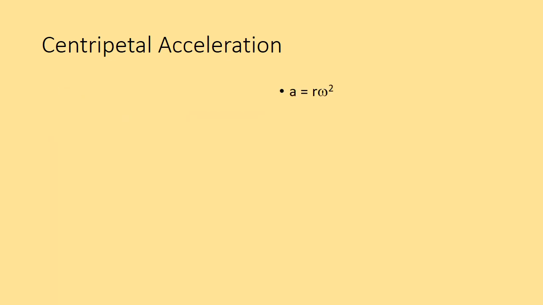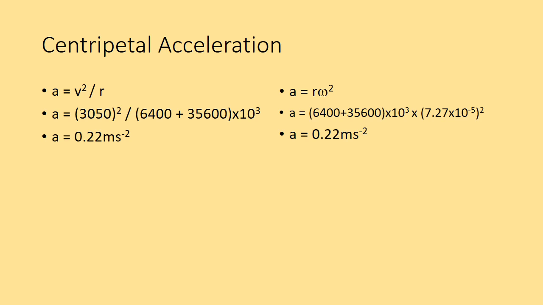We also said that acceleration is radius multiplied by the angular velocity squared. So now we've calculated this too. The radius is the same, 6,400 plus 35,600 kilometers, multiplied by 7.27 times 10 to the minus 5 squared. And again, this works out to 0.22 meters per second squared. So both methods check out and come to the same thing.